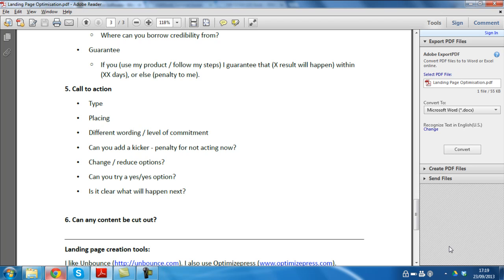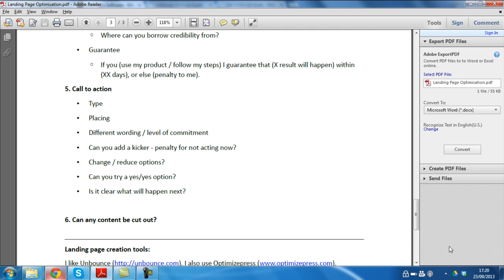I would avoid school words. So learn more is not a good call to action. People do not want to learn more. They want the benefits of what learning more will ultimately give them. So I'd avoid anything that sounds like work.